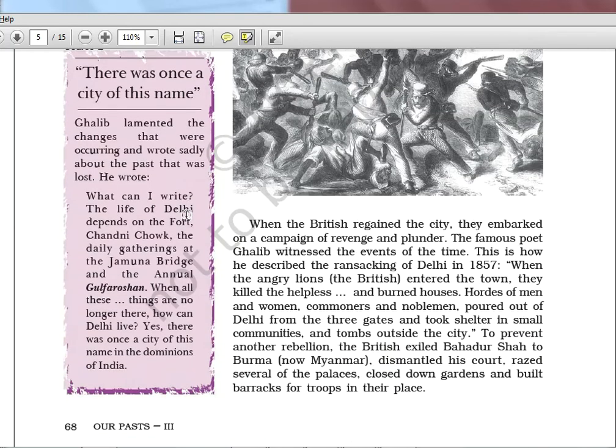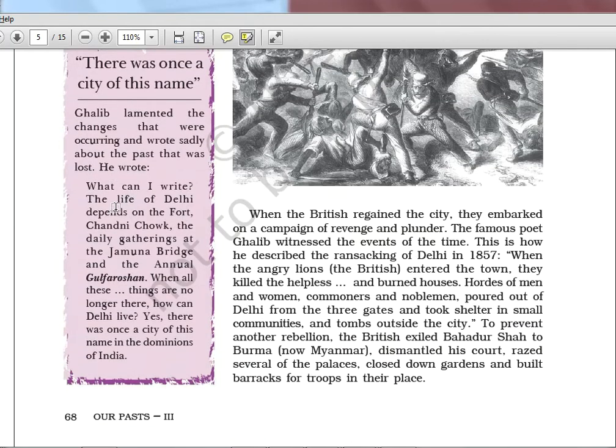Now again, some lines about Ghalib. He has written something, not very important. We'll continue here. When the British regained the city, they embarked on a campaign of revenge and plunder. The famous poet Ghalib witnessed the events of the time. This is how he described the ransacking of Delhi in 1857: When the angry lions, that is the British, entered the town, they killed the helpless and burned houses. Hordes of men, women, commoners, noblemen poured out of Delhi from the three gates and took shelter in small communities and towns outside the city.